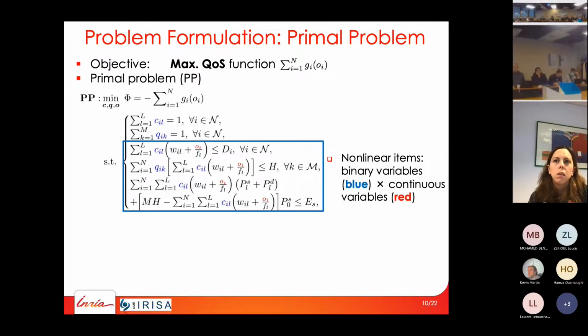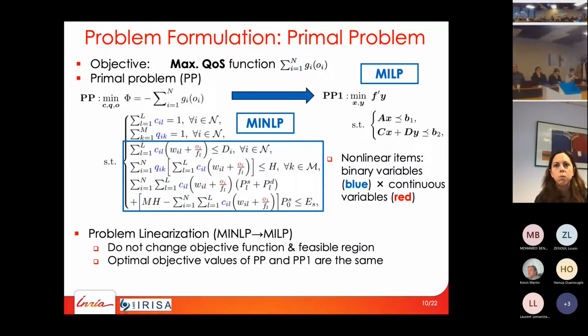So here we can see that the binary variables that I have highlighted in the slide with blue and the continuous variables that are highlighted in red, they are coupled with each other non-linearly. So we are having an MINLP problem formulation. So our next step is to linearize this mixed integer nonlinear programming to our mixed integer linear programming. And this transformation should not change the objective function and the feasible region. Thus, as the optimal objective values will be the same, we can solve the MILP instead of the MINLP.